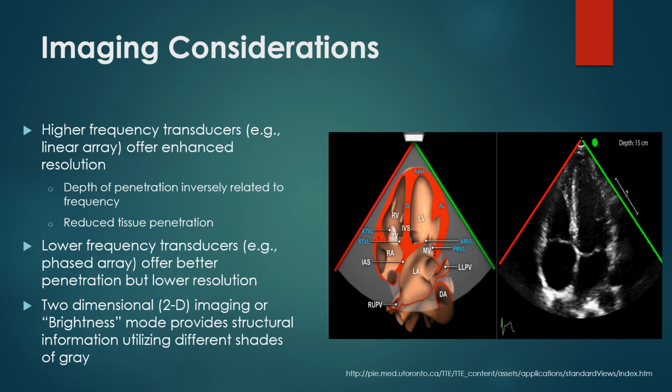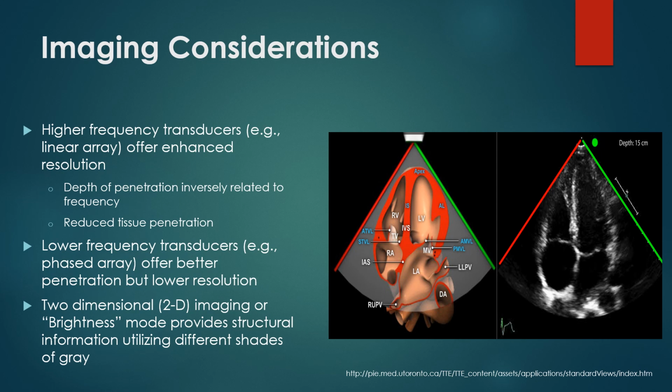So how does this relate to transthoracic echo and perioperative point-of-care ultrasound? Well, higher frequency transducers, such as a linear array probe that you may be used to using for lines and maybe some blocks, offer enhanced resolution. The depth of penetration is inversely related to the frequency. But while you get very good delineation of superficial structures at more shallow depths, you have reduced tissue penetration. Hence the need for lower frequency transducers, such as the phased array probe that we use in cardiac, which offer better penetration but lower resolution.